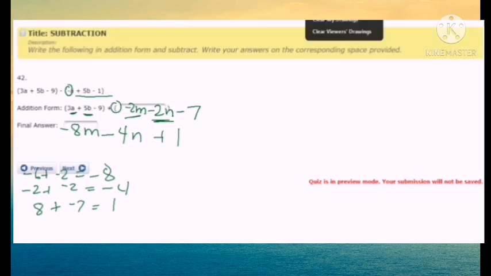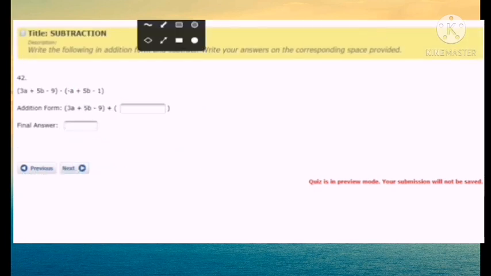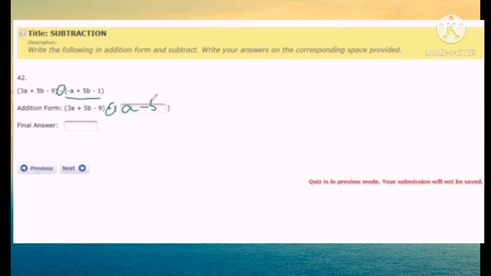Next, number 42. Still the same process. Minus sign becomes plus sign, and we change this to its opposite. So we have a, that's positive already. Then minus 5b, and minus 1 becomes plus 1. Then 3a plus 1a, so we have 4a. 5b plus negative 5b is already 0, so I don't need to write that. Negative 9 plus 1 is negative 8.